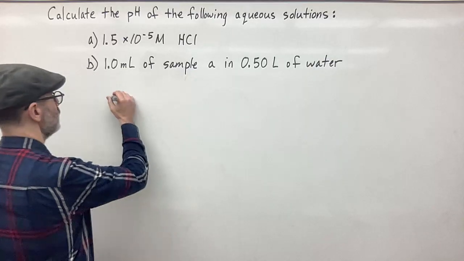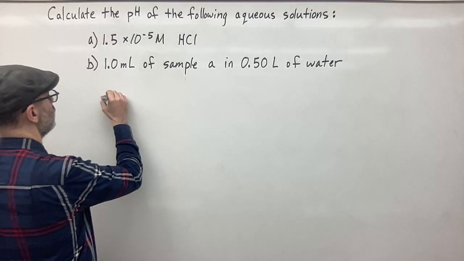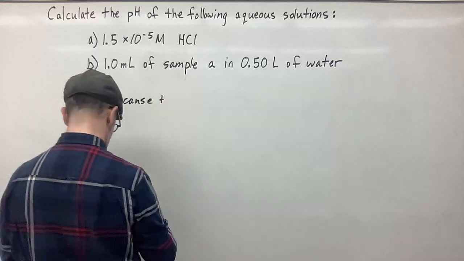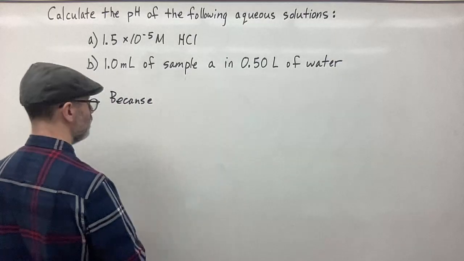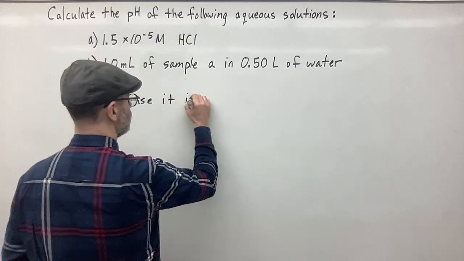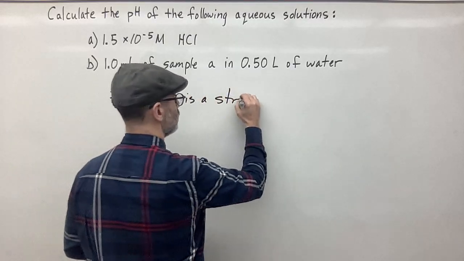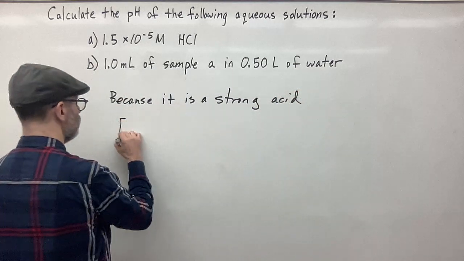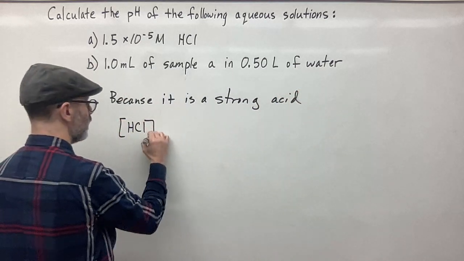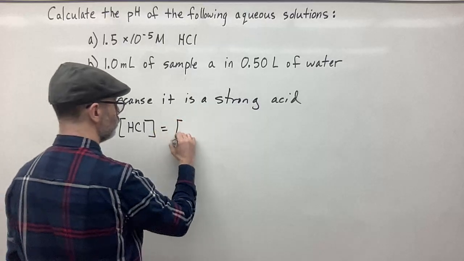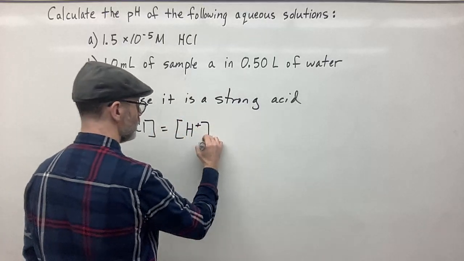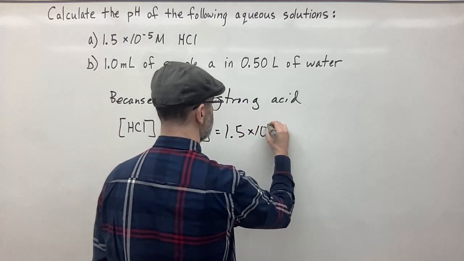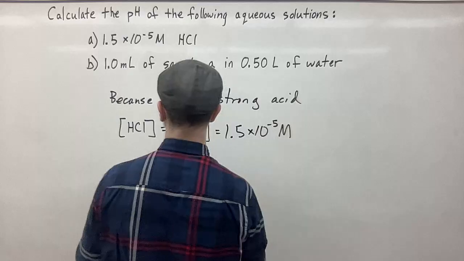So in this case, for A, because it is a strong acid, the HCl concentration is going to be equal to the H plus concentration, which is going to be equal to 1.5 times 10 to the negative 5 molar.